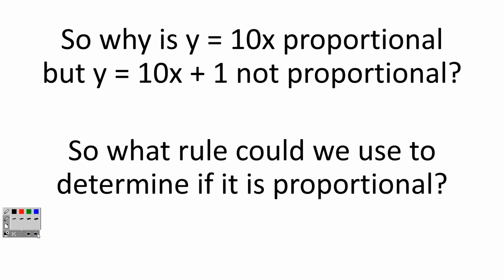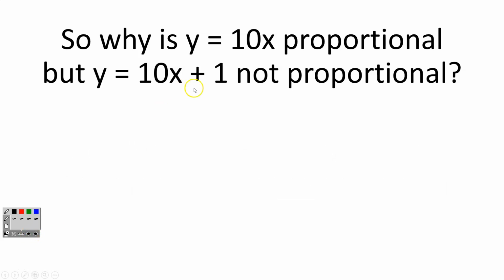So what rule could we use to determine if an equation is proportional? Well, if I add anything, that's going to change it so it's not going through 0, 0. Or if I subtract anything, it's not going to go through 0, 0. So the rule of thumb for equations is if you're adding or subtracting anything, it is not proportional.